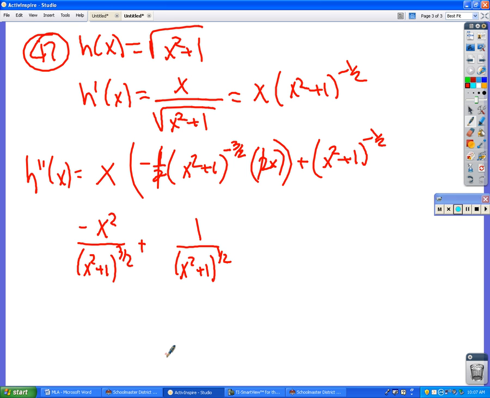If you wanted to get a common denominator, this is to the 3/2 and that's to the 1/2, so I have to get both to the 3/2, right? You can just leave it like that. Okay, let's just leave it like that.